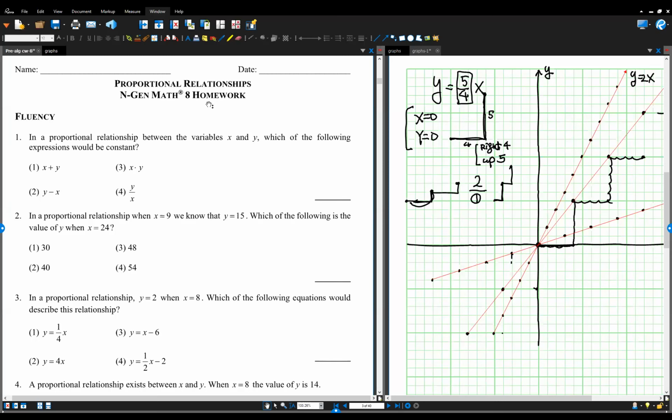Now we're going to try the homework together. Take a look at number one. We said proportional relationship means y should equal k times x, or y over x equals something, this form. It's the same, just a different expression. Then we can say the variables x and y are in a proportional relationship. Who can give the answer to number one: which equation gives a proportional relationship between the variables? Number one, two, three, or four?